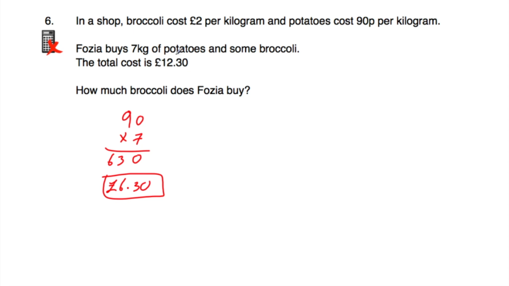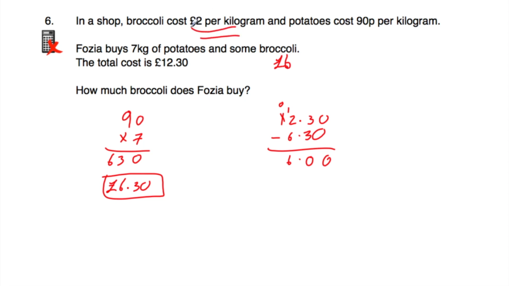Now the total cost is £12.30. So let's take away the cost of the potatoes from the total cost. So £12.30 subtract £6.30, and that would tell us how much money Fozia spent on broccoli. So 0 take away 0 is 0, 3 take away 3 is 0, 2 take away 6 we can't do, so let's borrow. So we've got 12 take away 6, and that's equal to 6. So that means that Fozia spent £6 on broccoli.